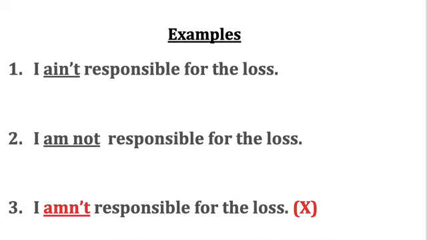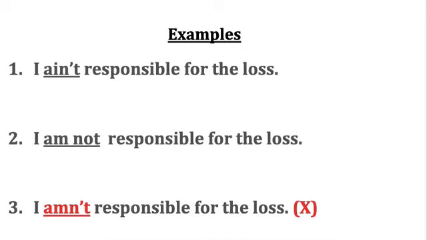Going further, when I use the subject I: I ain't responsible for the loss. So I will have the verb form am. I am not responsible for the loss. And we generally do not use amn't in our conversation, either in a piece of writing or in speech. So we do avoid using amn't. Basically we stick to I am not responsible for the loss, or I ain't responsible for the loss. I'd recommend you to use I am not responsible for the loss.